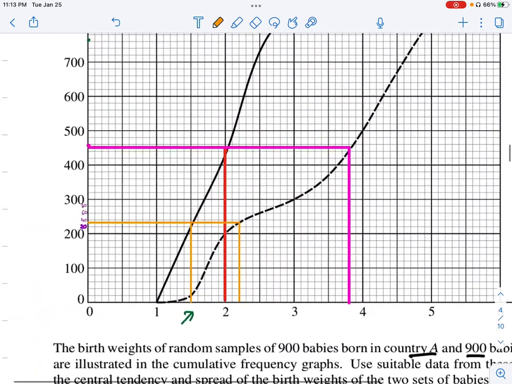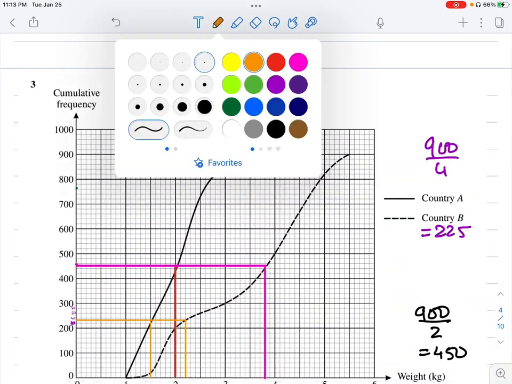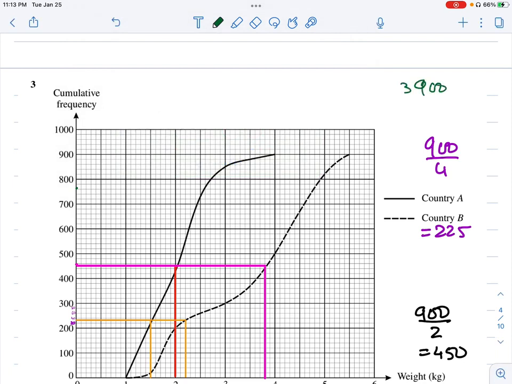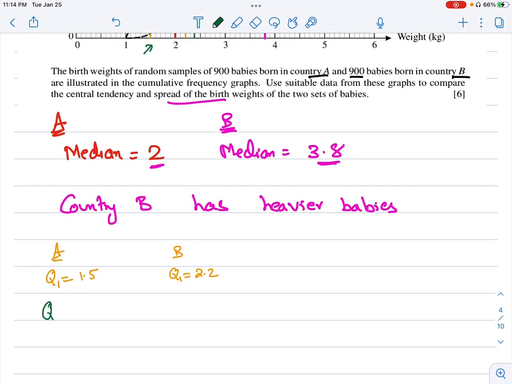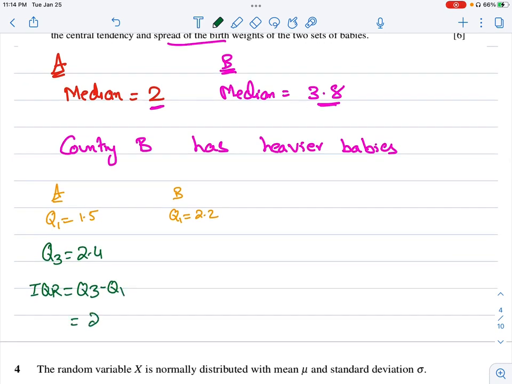Now I'm going to find Q3, which is 3 upon 4 times 900, which is 225 times 3, which is 675. From 675, draw a line, then drop it down. It should be something around 2.4. So Q3 is equal to 2.4. So the interquartile range is Q3 minus Q1, which is 2.4 minus 1.5, which is 0.9.